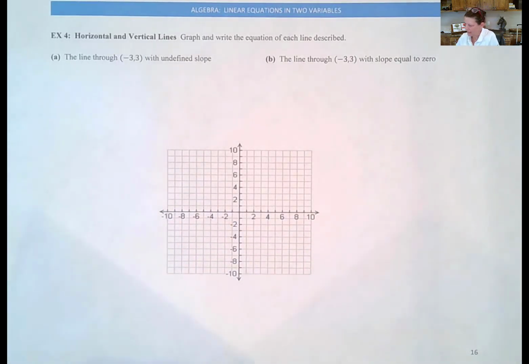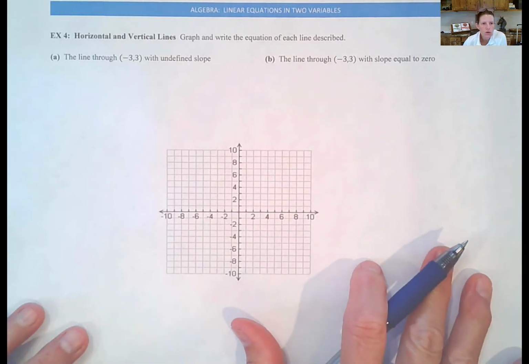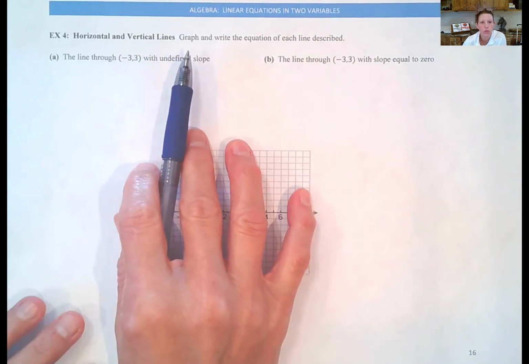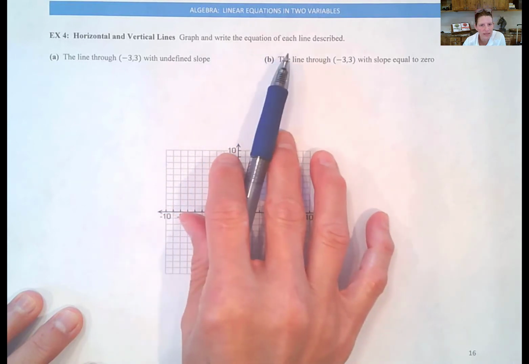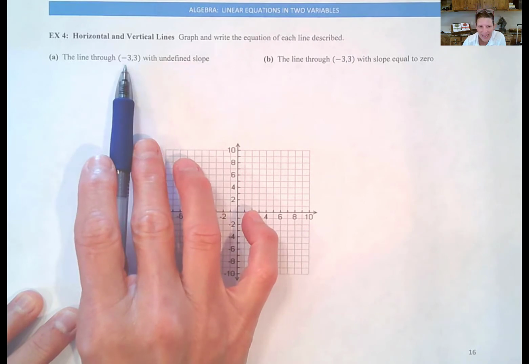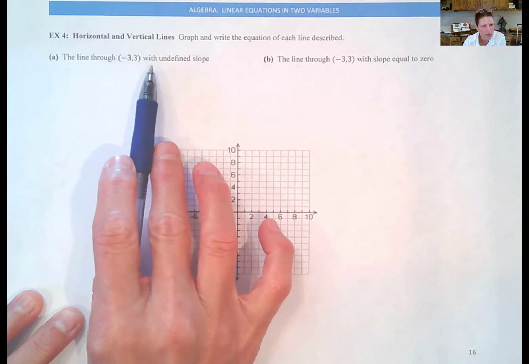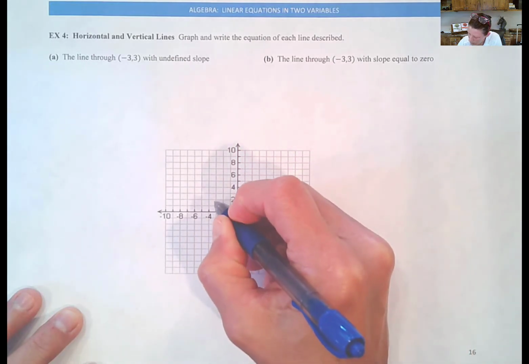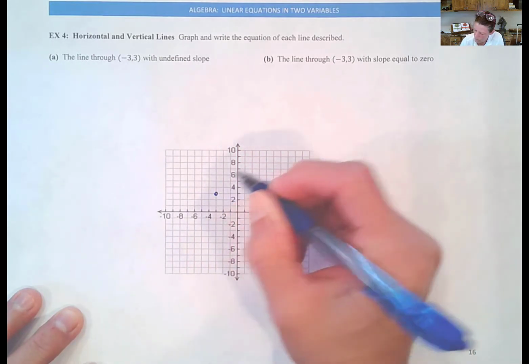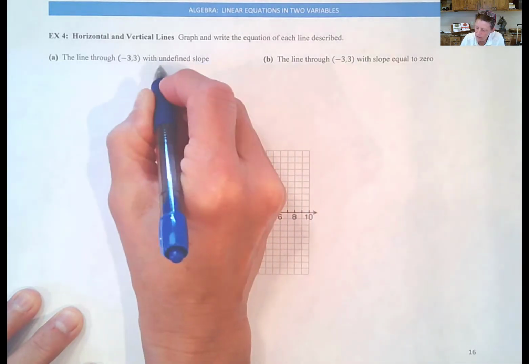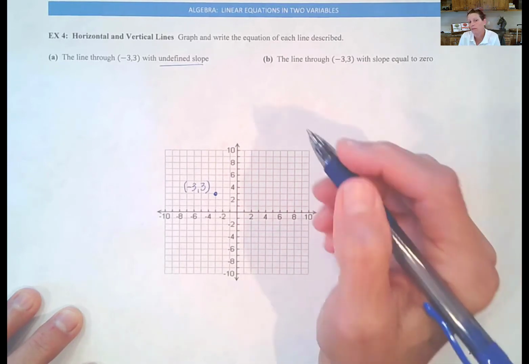And let's see, example 4, and this is our last example for this video. Horizontal and vertical lines, okay, these are the special cases. We're going to graph and write the equation of each line described in part A. The line through -3, 3 with undefined slope. Well, let's locate the point -3, 3. Now, this undefined slope tells us that we're dealing with a vertical line.